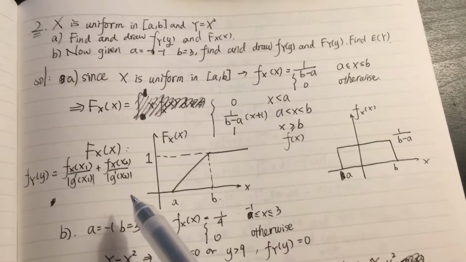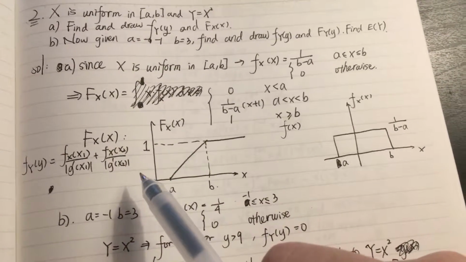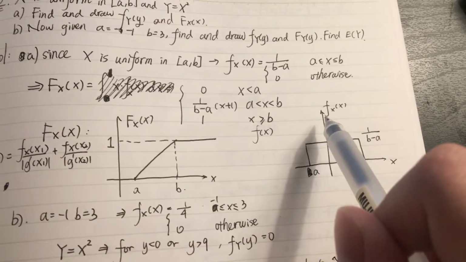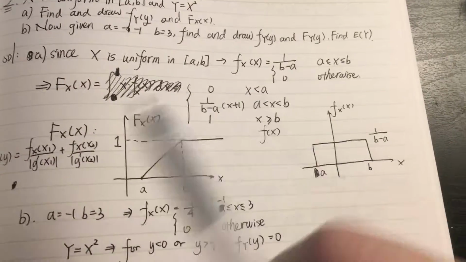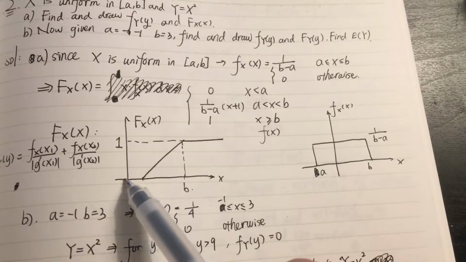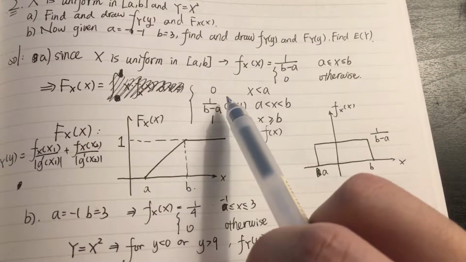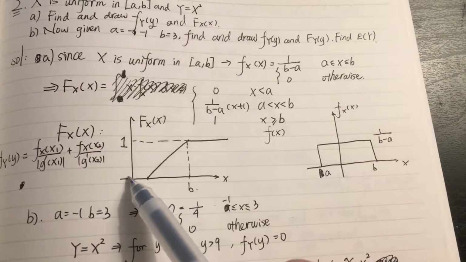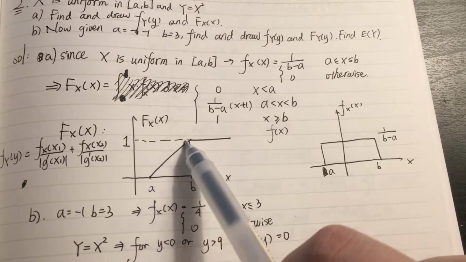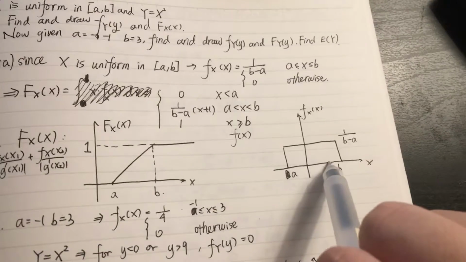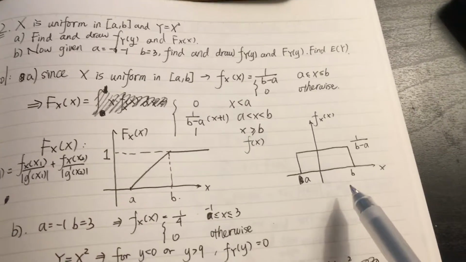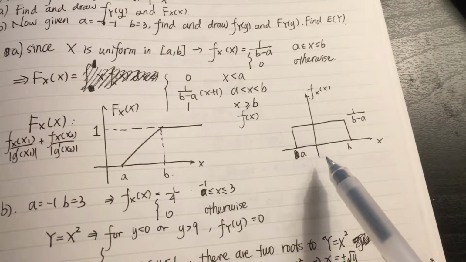And so we sketch the graph of capital F of x and the density function lowercase f of x. They are separately like this. As we can see, the value of capital F of x is changing from 0 to a certain value and to 1, and the value of the density function is uniformly distributed on the range from a to b.